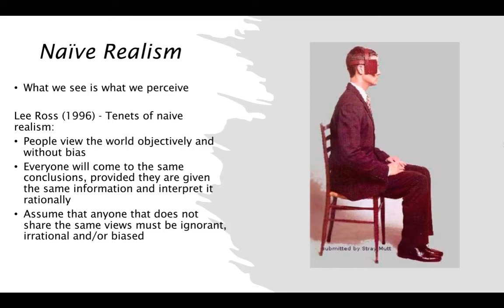So, in essence, this means that people view the world objectively without any biases, without any consideration of their past experiences. So this then means that everyone can come to the same conclusion if they were given the same information and interpret it rationally. It is also assuming that everyone shares the same views, okay? And if they're not able to come to the same conclusions and have the same views, they are being ignorant, irrational, and or biased.